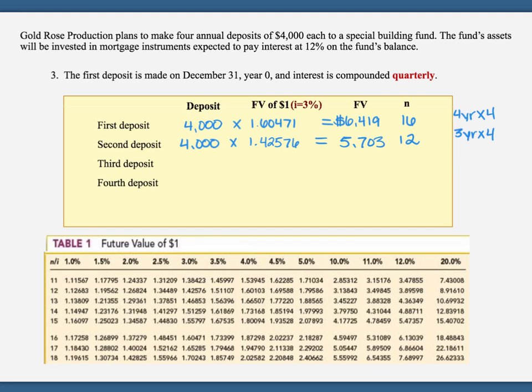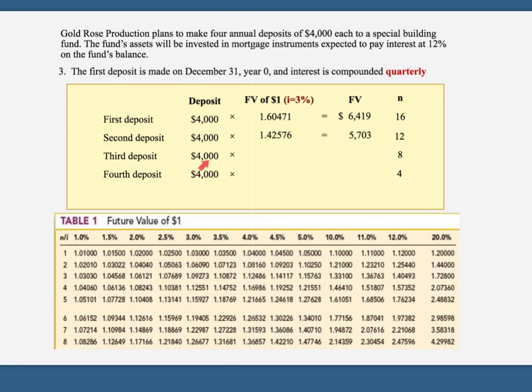5,703. So we're going to jump to the next slide real quick to do these last two so we can have a bigger view of the table for the smaller periods we're going to have. With our third deposit, we again have 4,000. The number of periods is going to be 8. And we get that from the 2 years we have left times the 4 quarters. So we look for our factor for that. We look at 8 for the number of periods at 3%. It's 1.26677. So you fill that in. And that will give us 5,067.